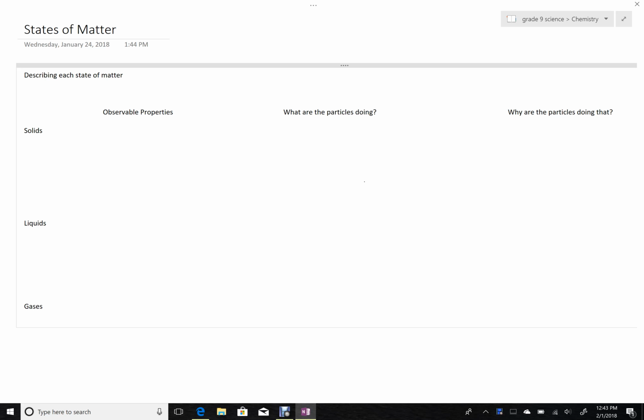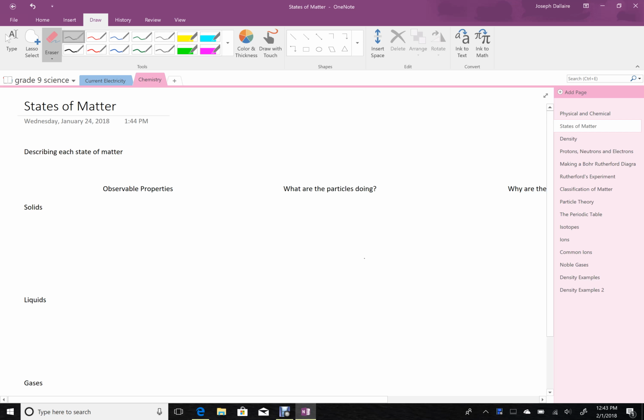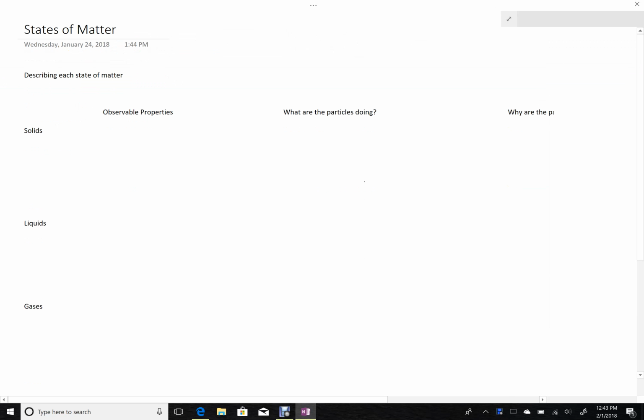So first of all, with solids, we have... I'm on my eraser just a second. There we go. They have a fixed volume and a fixed shape. So a solid keeps its form. It doesn't really expand or contract that much. It will a little bit, but not too much. So it has a fairly fixed volume, and that's what makes it a solid.